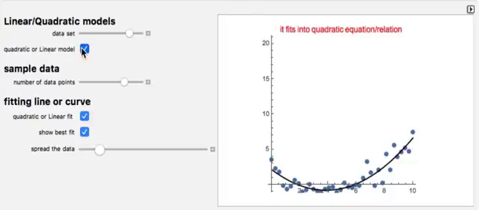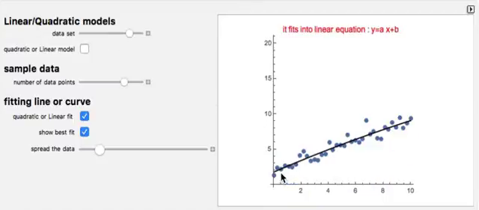Now, if we're working with a linear model, it's important to know, is it a positive association or a negative association? Well, if the slope of the line of best fit is positive, it's considered a positive association. If it's negative, if it's going this way, it's a negative association.